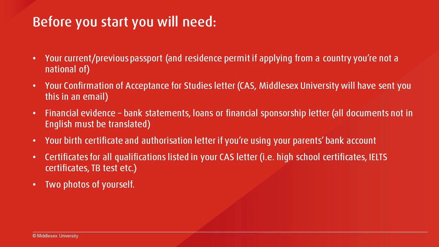Any document which is not in English will need to have a translation. You also need the original academic qualifications listed in the CAS. So check your CAS for the academic documents upon which we have based your offer. You might need an English language certificate, an IELTS certificate, and you may need a tuberculosis test certificate. You're also going to need 2 photographs.